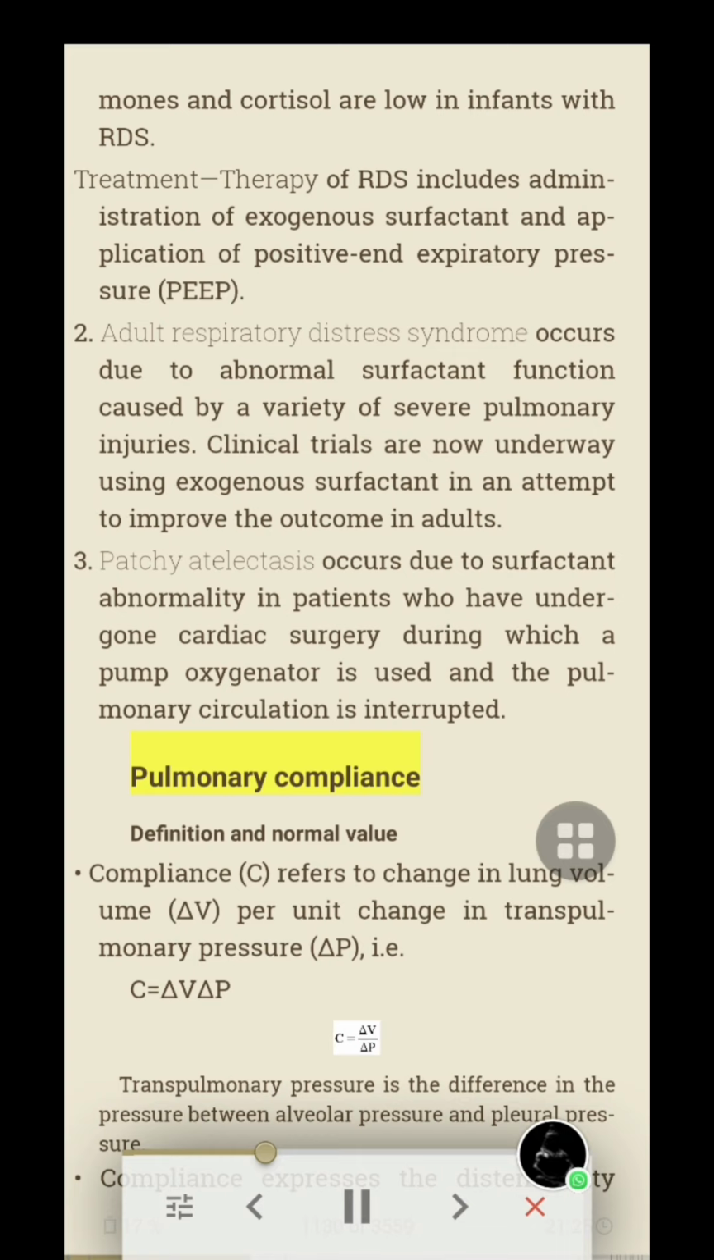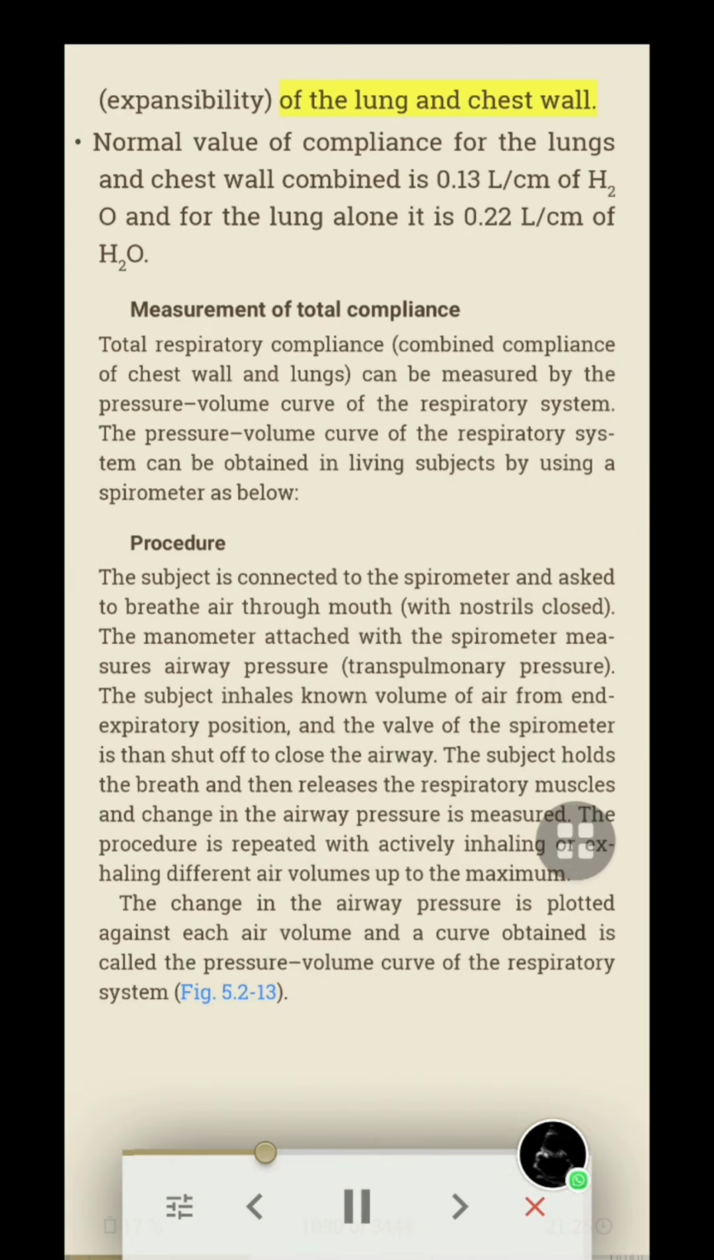Pulmonary compliance. Definition and normal value. Compliance, C, refers to change in lung volume, delta V, per unit change in transpulmonary pressure, delta P, i.e. C = delta V / delta P. Transpulmonary pressure is the difference between alveolar pressure and pleural pressure. Compliance expresses the distensibility, expansibility of the lung and chest wall. Normal value of compliance for the lungs and chest wall combined is 0.13 L per centimeter of H2O and for the lung alone it is 0.22 L per centimeter of H2O.